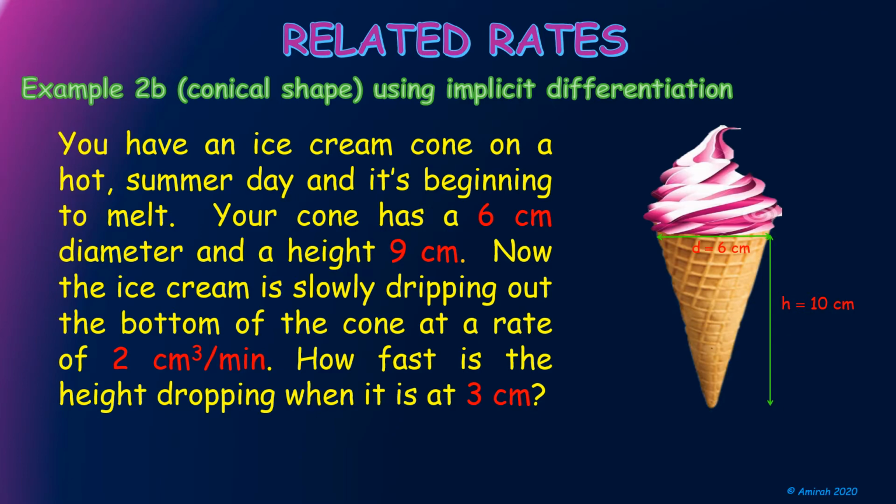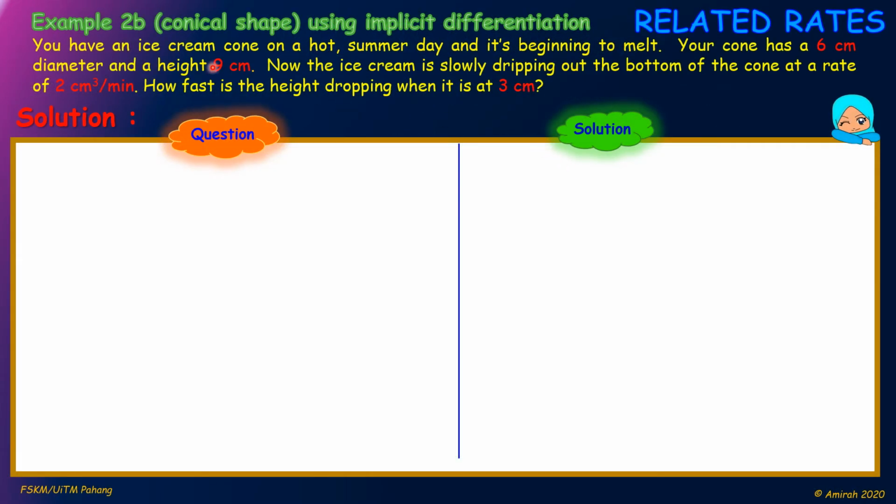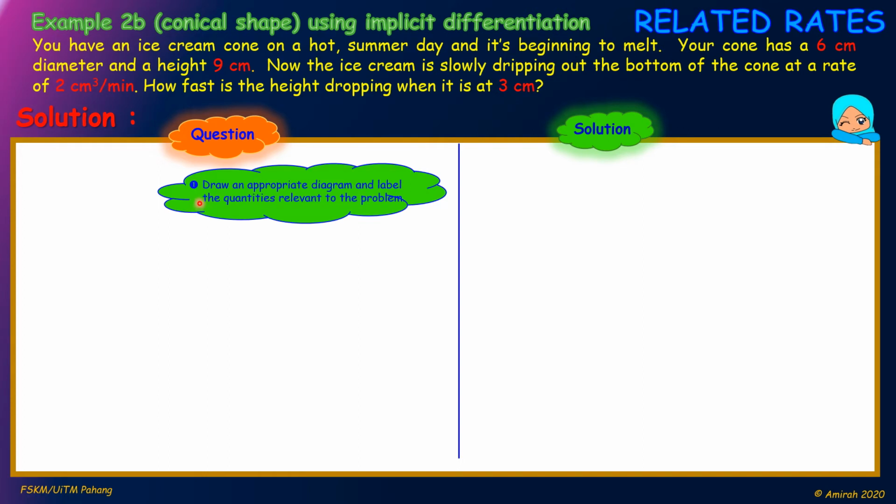Alright, now we look at the solution. Before that, we can divide two columns, okay? Question and solution. Okay, first we write question in terms of mathematical expression. Under question, step 1, we need to draw an appropriate diagram and label the quantities relevant to the problem. So this is our diagram. This is ice cream cone.